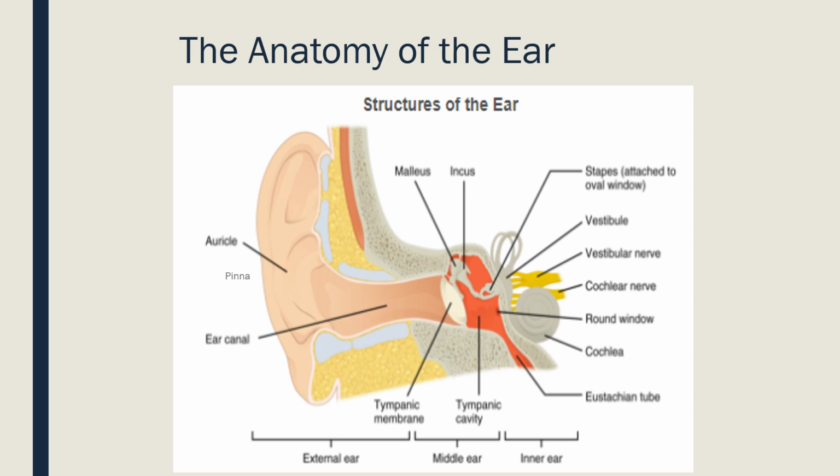The inner ear has 2 regions: the cochlea, which is responsible for hearing, and the vestibule, which is responsible for balance. Today's presentation will focus on conditions that affect the external and middle ear.